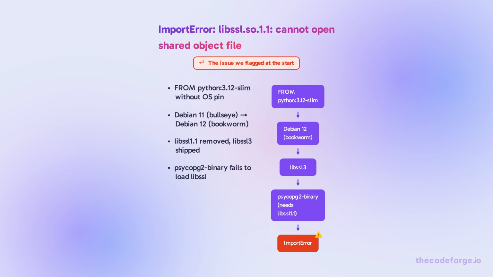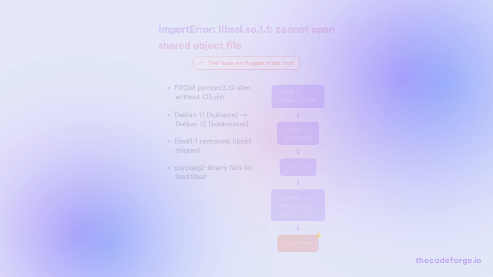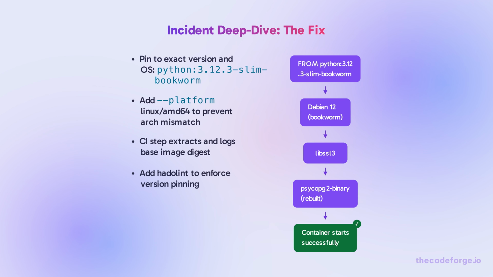Here's exactly why that happened. The Dockerfile used FROM python:3.12-slim without pinning the OS codename. Between builds, the official image updated from Debian 11 to Debian 12. Debian 12 ships libssl 3, not libssl 1.1. The psycopg2 binary package compiled against libssl 1.1 could not load, causing the import error. The fix was simple: pin to an exact version and OS codename. We changed from FROM python:3.12-slim to FROM python:3.12.3-slim-bookworm. We also added a CI step to log the base image digest and fail if it changes unexpectedly. This prevents silent upstream changes from breaking production.